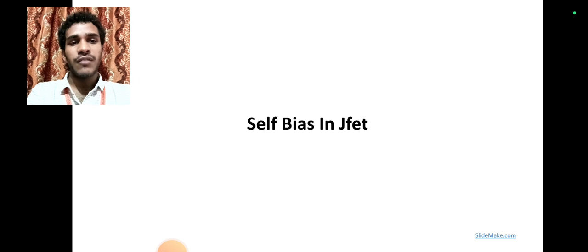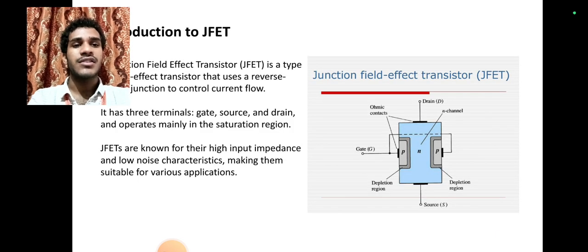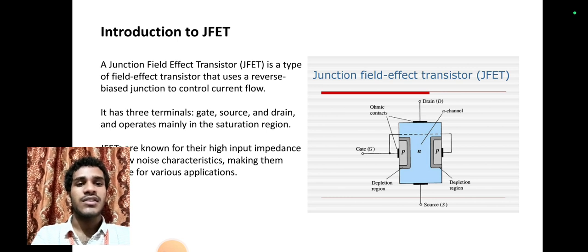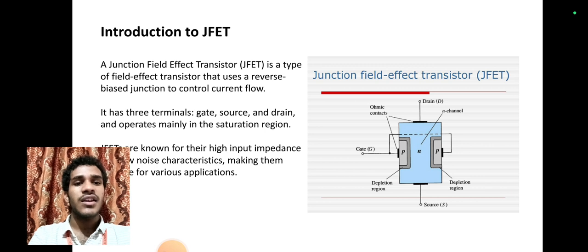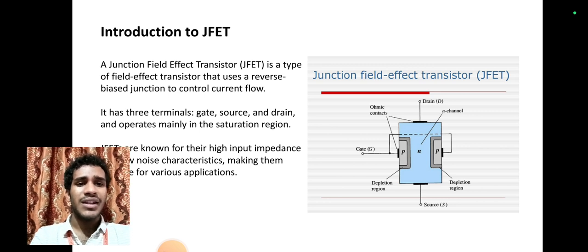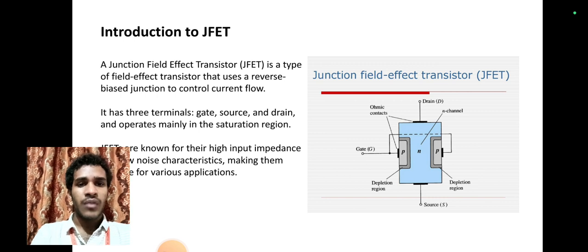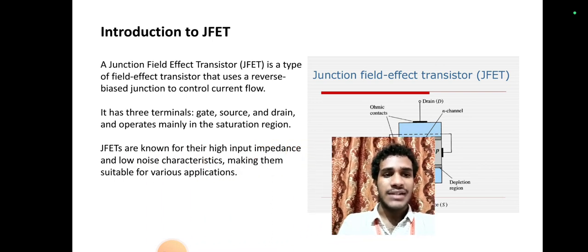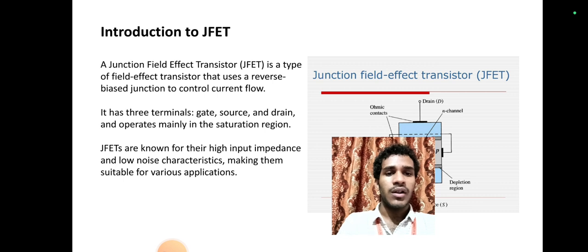My topic is self bias in JFET. JFET means junction field effect transistor. A junction field effect transistor is a type of field effect transistor that uses a reverse biased junction to control current flow. It has three terminals: one is gate, another is source, and finally drain, and it operates mainly in the saturation region. FETs are known for their high input impedance and low noise characteristics, making them suitable for various applications.